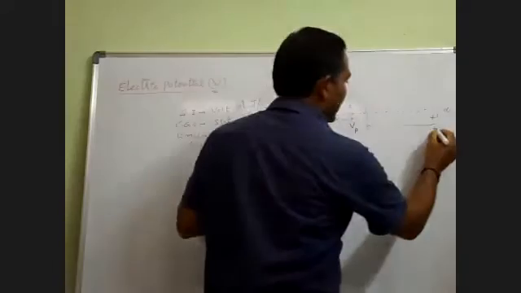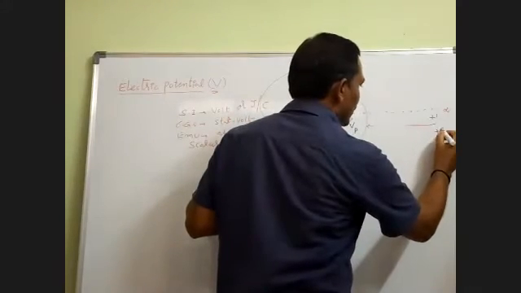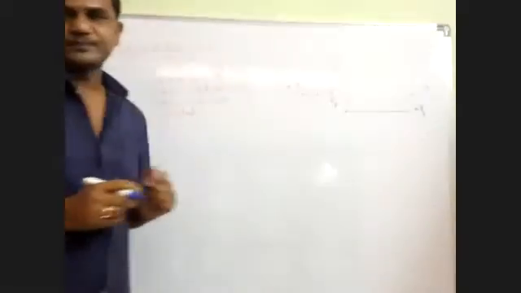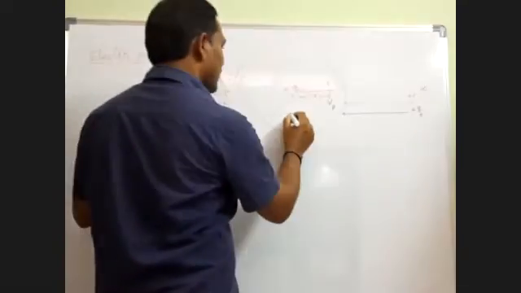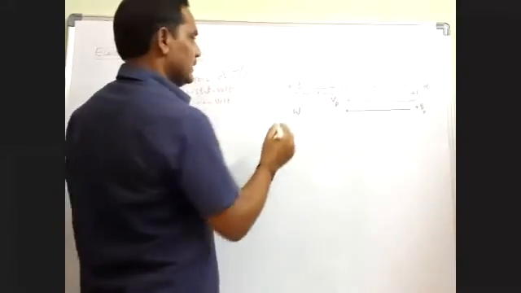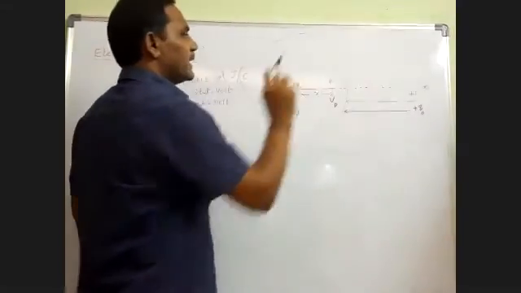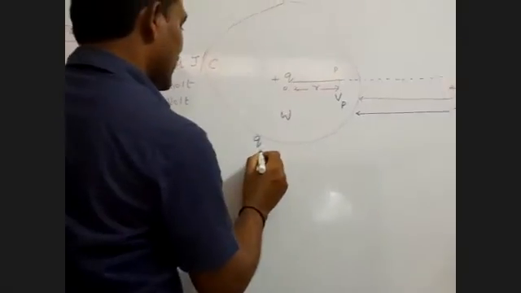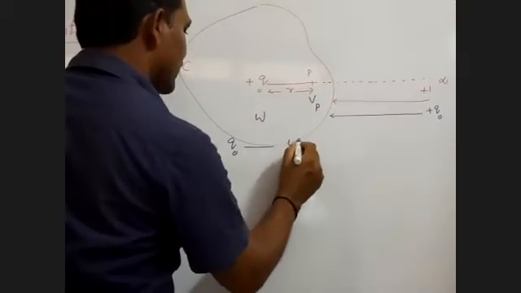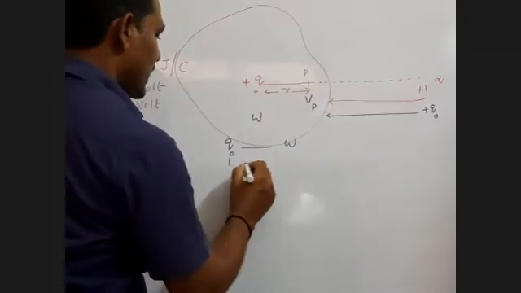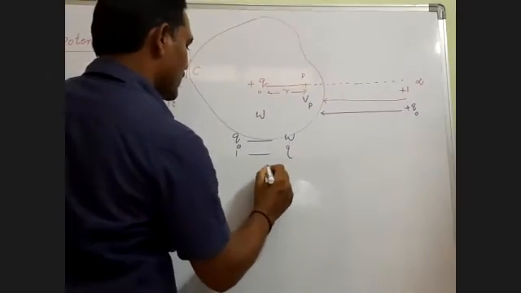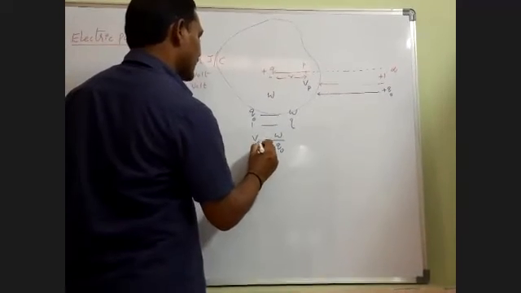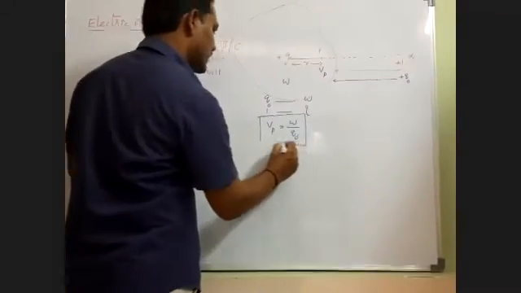Suppose that a test charge Q naught is brought to the point P. If the work done is W, then what is the work done in bringing the unit positive charge? In bringing the test charge Q naught, the work done is W. So therefore, the work done in bringing the unit positive charge is W by Q naught. That is the electric potential at that point.